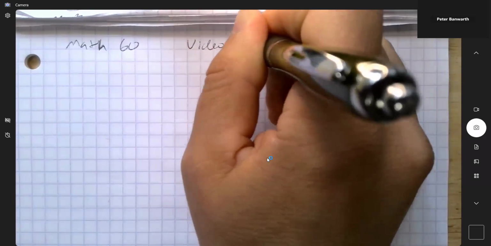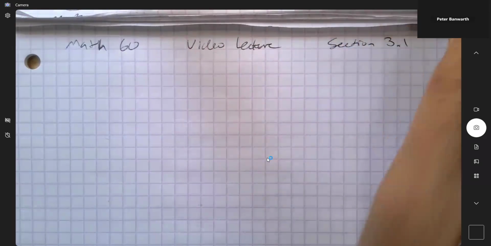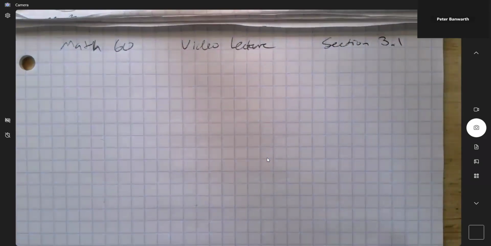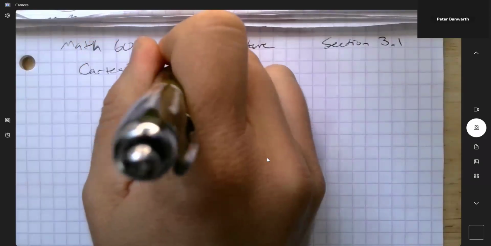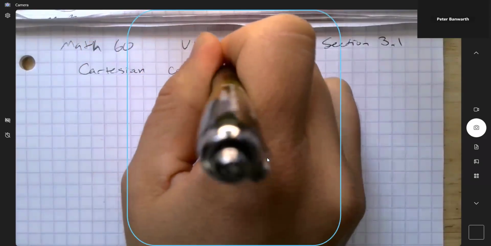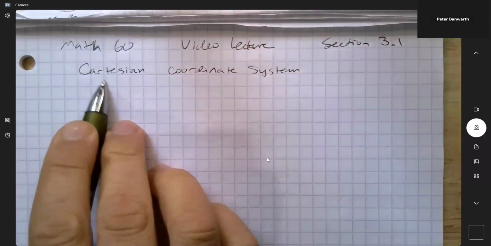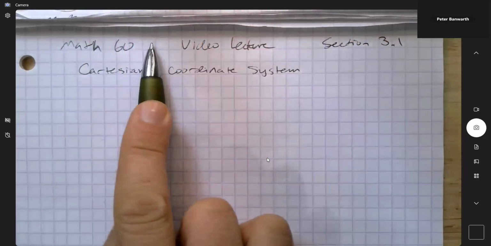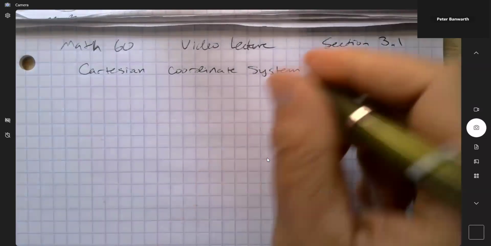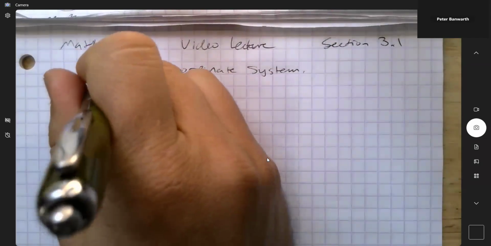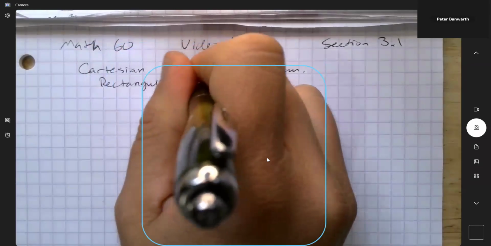Today we are covering section 3.1, which is called the Cartesian coordinate system, after a mathematician and philosopher named Descartes, spelled C-A-R-T-E-S. The Cartesian coordinate system, also sometimes called rectangular coordinates.